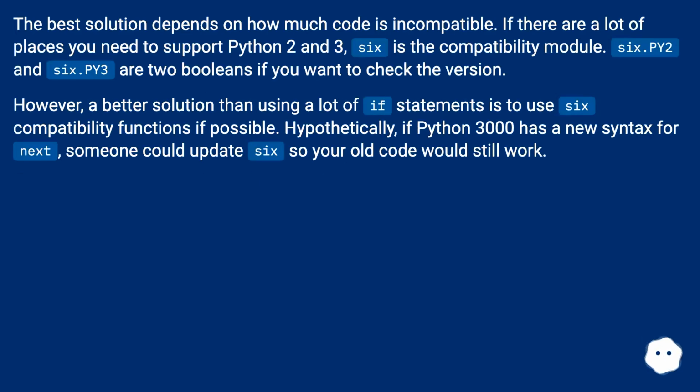The best solution depends on how much code is incompatible. If there are a lot of places you need to support Python 2 and 3, six is the compatibility module. six.PY2 and six.PY3 are two booleans if you want to check the version. However, a better solution than using a lot of if statements is to use six compatibility functions if possible. Hypothetically, if Python 3000 has a new syntax for next, someone could update six so your old code would still work.